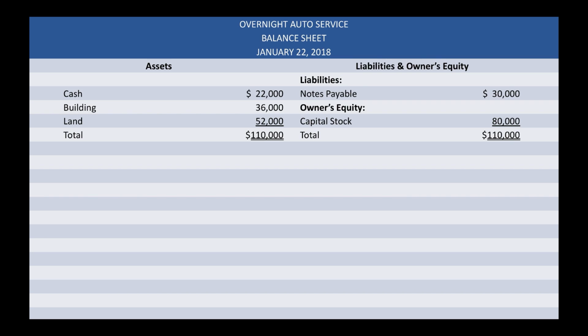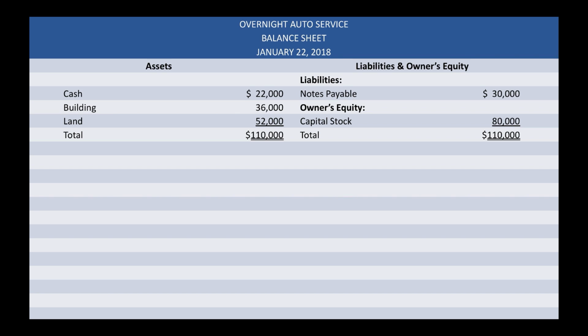On January 22nd, Overnight purchased the old garage building from Metropolitan Transit Authority for $36,000. Overnight made a cash down payment of $6,000 and issued a 90-day non-interest-bearing note payable for the $30,000 balance owed. Let's update the balance sheet.